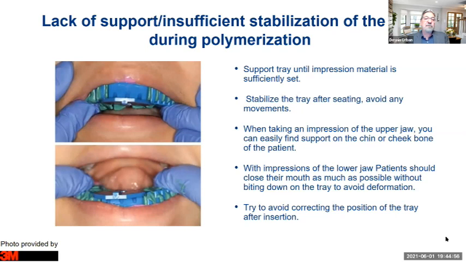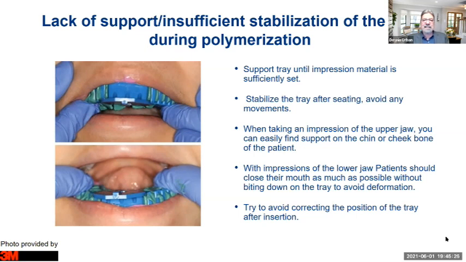And also what contributes to inaccuracies is a lack of support or insufficient stabilization of the tray during polymerization. So you need to support the tray until the impression material is sufficiently set. Stabilize the tray after seating and avoid any movements. I see a lot in the dental office, whoever's taken the impression, sometimes I'll leave it in the patient's hands to hold the impression tray in place, and the patient's moving around, and you're going to get voids and an inaccurate impression. So you want to make sure it's stabilized.